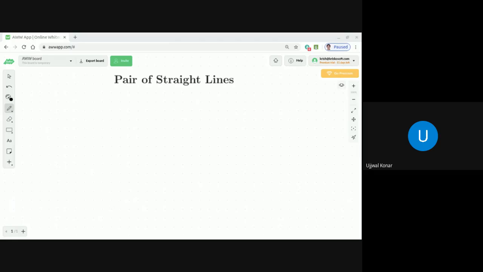Good morning, dear students. Today, we will discuss a new topic that is called pair of straight lines.